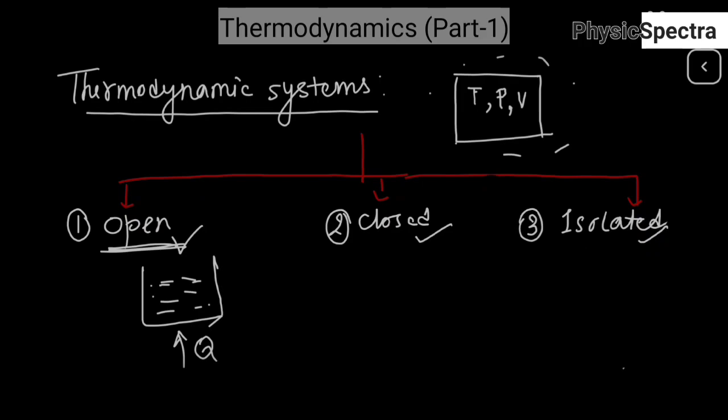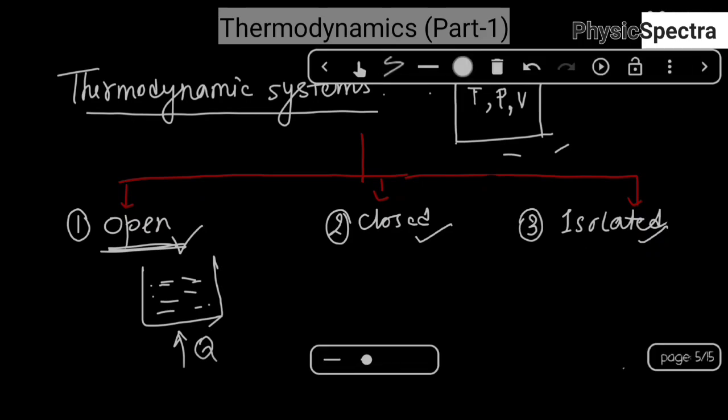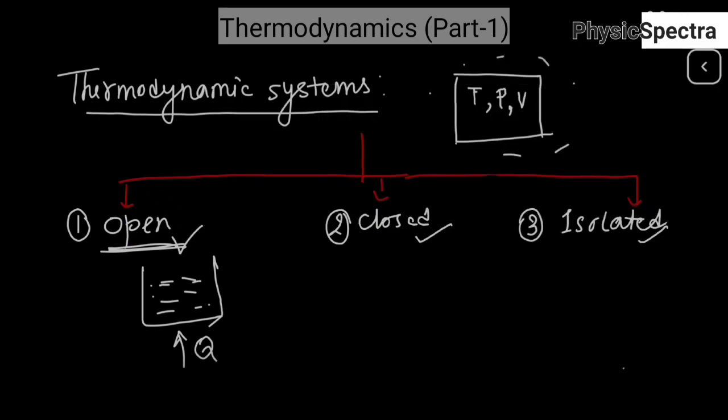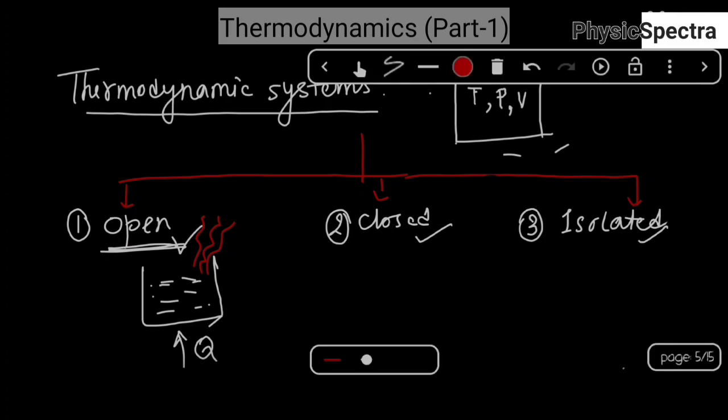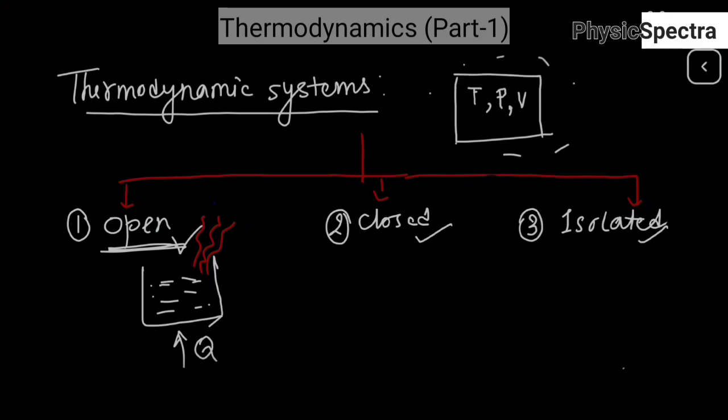Now if you supply heat to this system, you will see that water vapors are emerging out of the system, isn't it? Let us take another color. Water vapors are emerging out of the system, and these water vapors contain water molecules. We can call these water molecules matter.